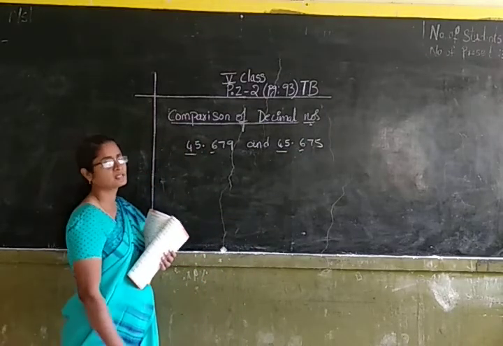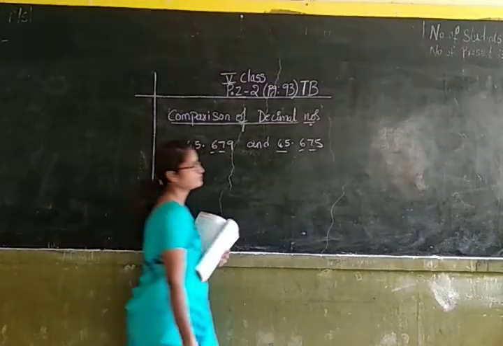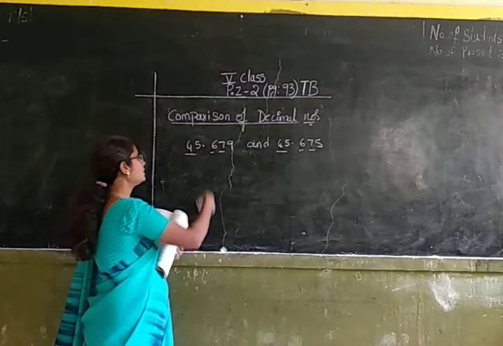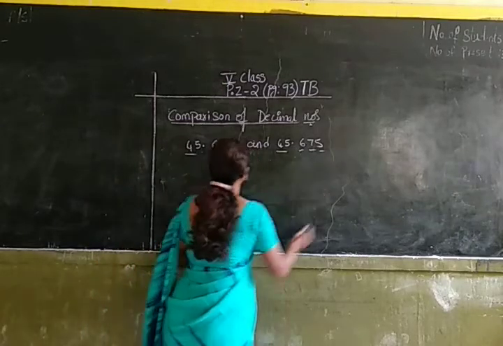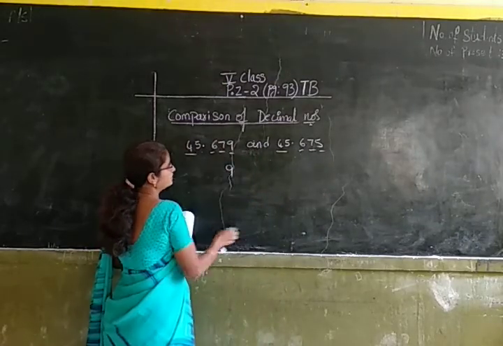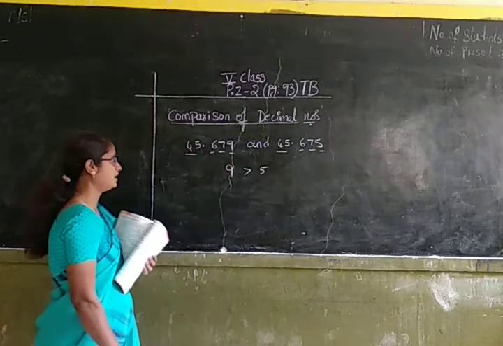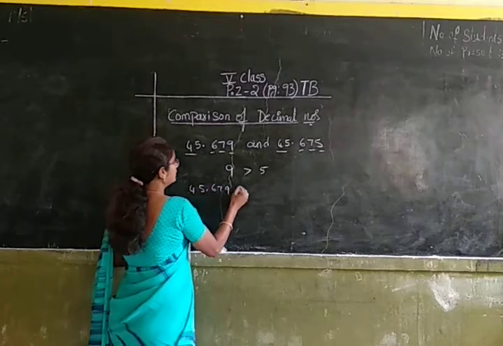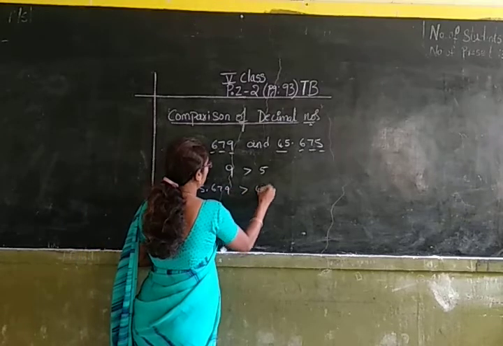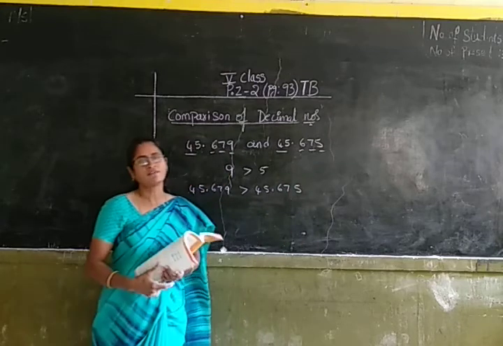So let us compare the hundreds place. In the hundreds place also, both the numbers are having the same number. So let us compare the thousands place. In thousands place, this number is having 9 and this number is having 5. 9 is greater than 5. So 45.679 is greater than 45.675. So this is the way of comparing the numbers.